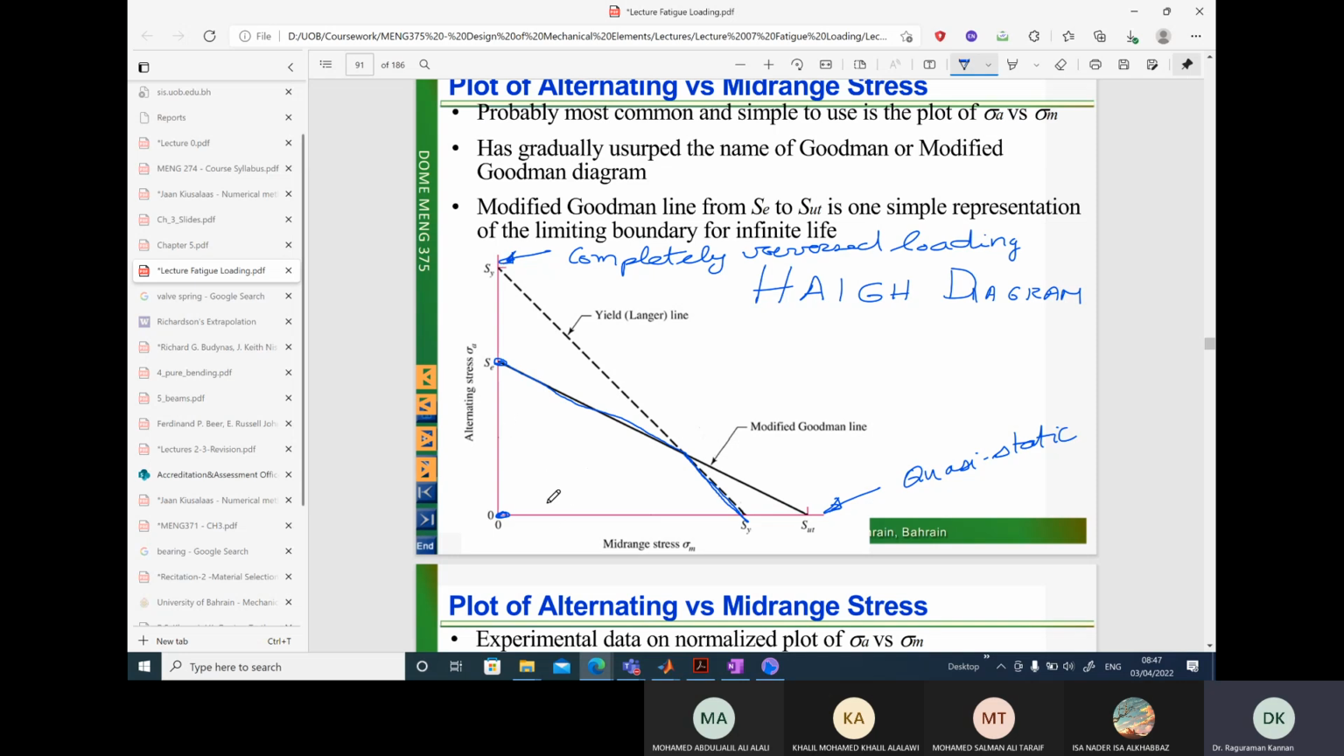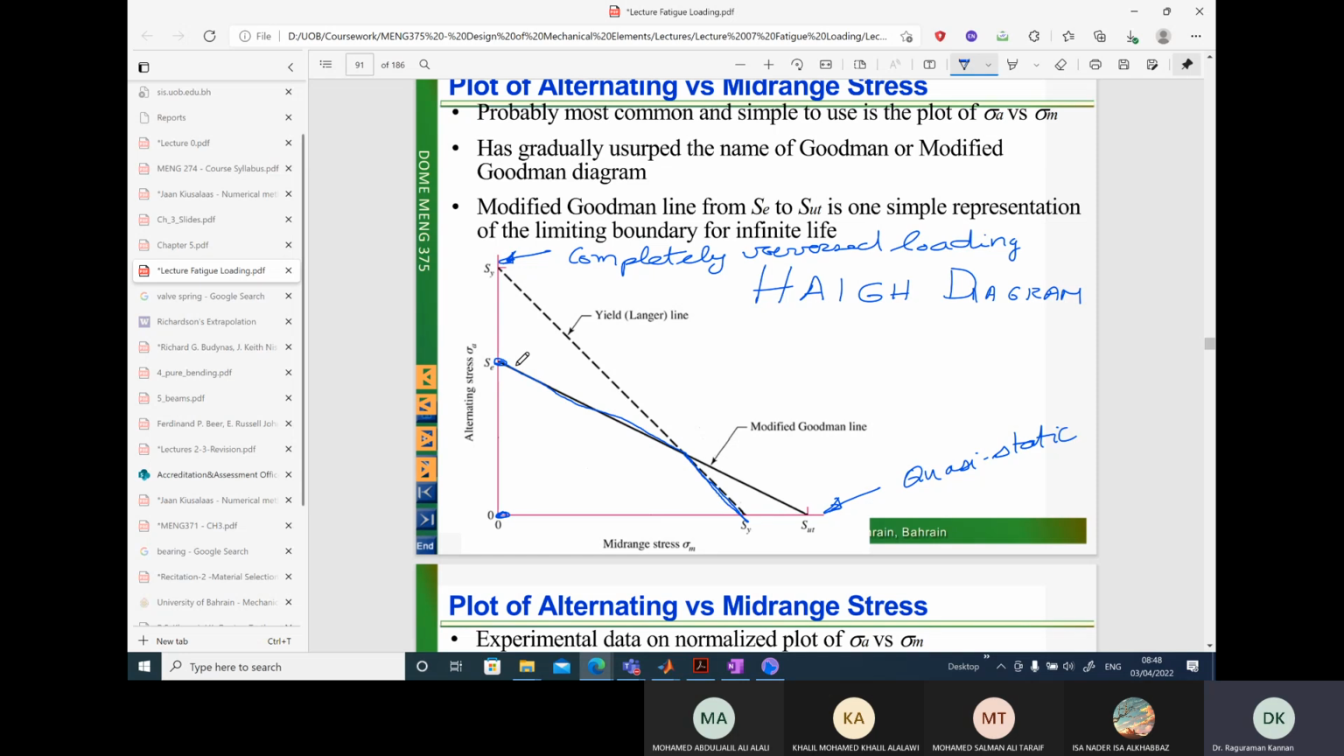Now we need to consider a case in between the quasi-static loading and the completely reversed loading, where mean stress is not 0. It is non-zero, mostly a positive value here. And for a positive value of mean stress, how do I figure out when fatigue failure will occur? So the modified Goodman theory gives you the failure envelope for non-zero mean stress values in this way.